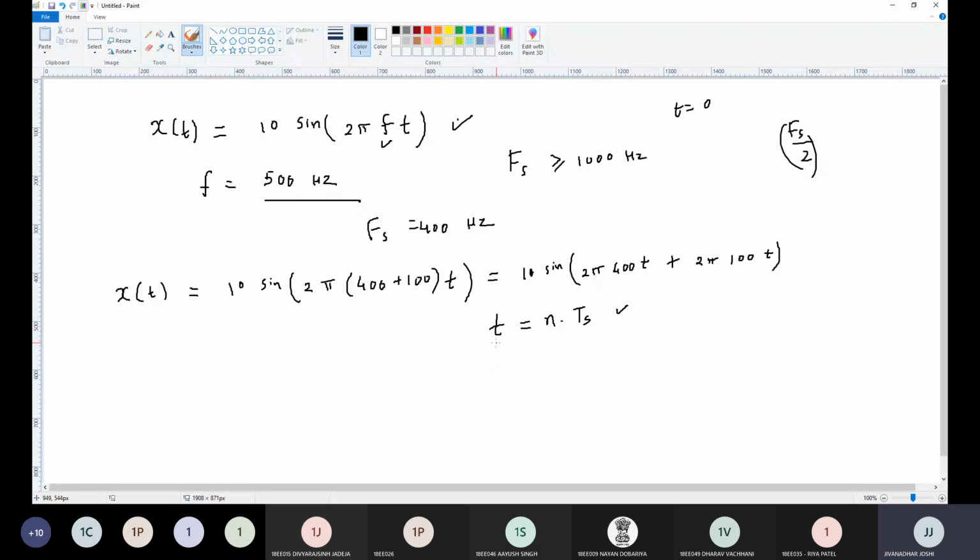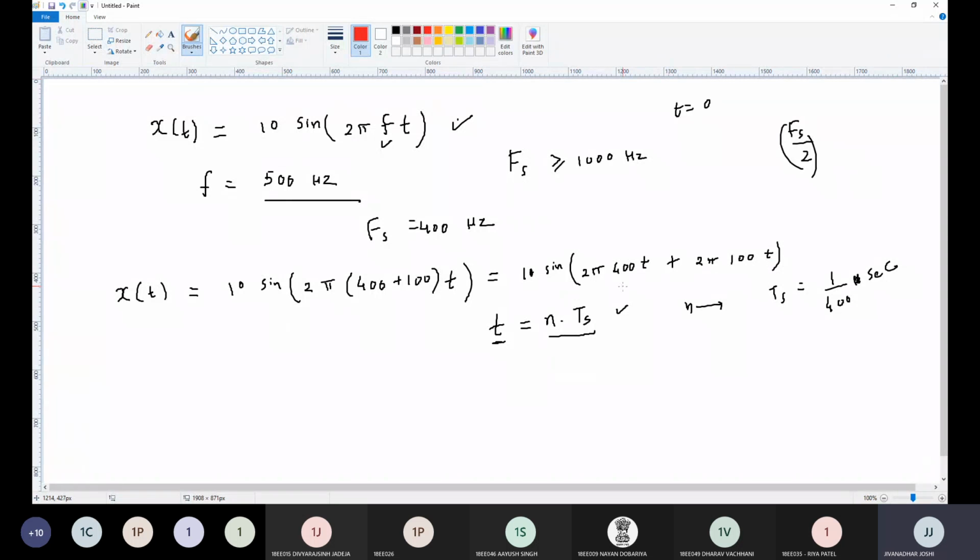So in the discrete domain, the instantaneous time can be written as n into ts, where n is an integer representing the sample index, x of 0 or x of 1 or x of 2 similarly. And ts is the sampling time that we have assumed constant. And right now it is the reciprocal of 400 hertz, right? Ts is equal to how much? Right now it is assumed to be 1 by fs, that is 1 by 400 hertz. Do you agree with me? Say yes or no. Yes, sir.